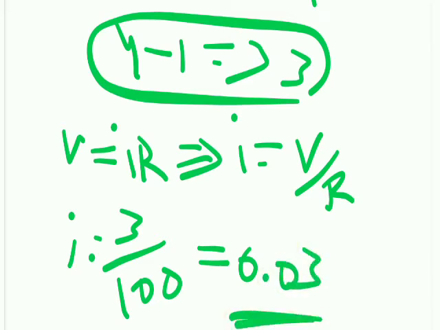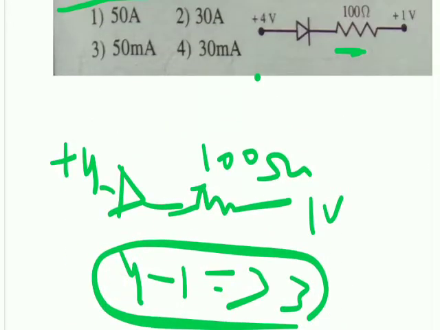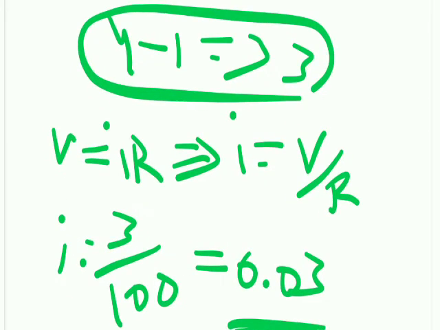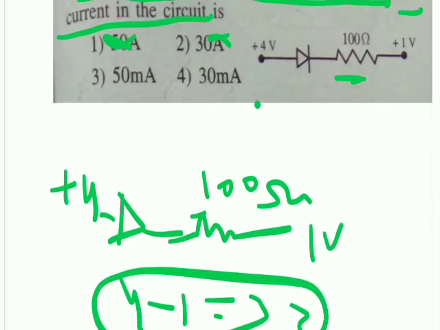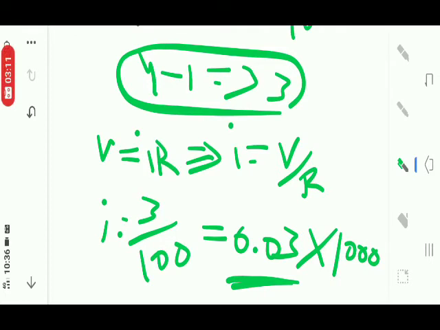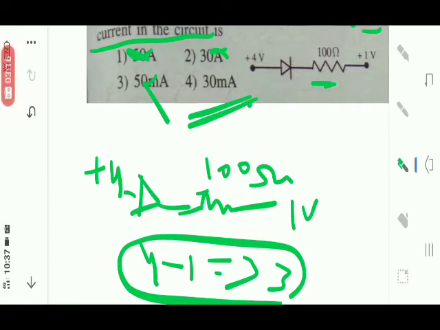So our answer is 0.03. See, check the options. 50 amps wrong, 30 amps wrong. Why? Here our answer is 0.03, so 50 is wrong. Multiplying by 1000, we get the answer as 30 milliamps. Our answer, the fourth one, is right.